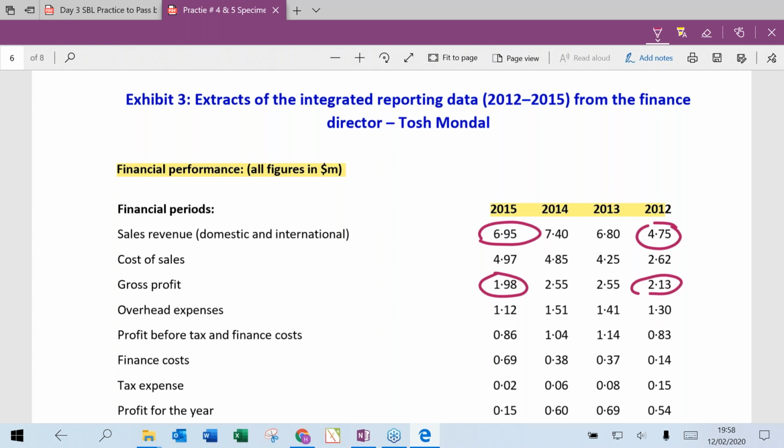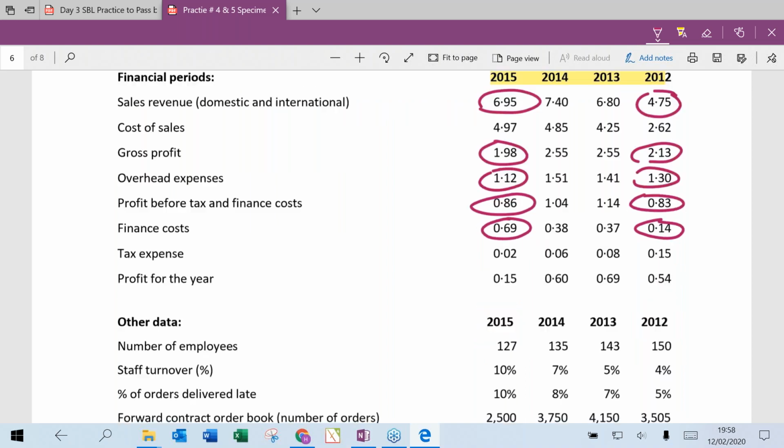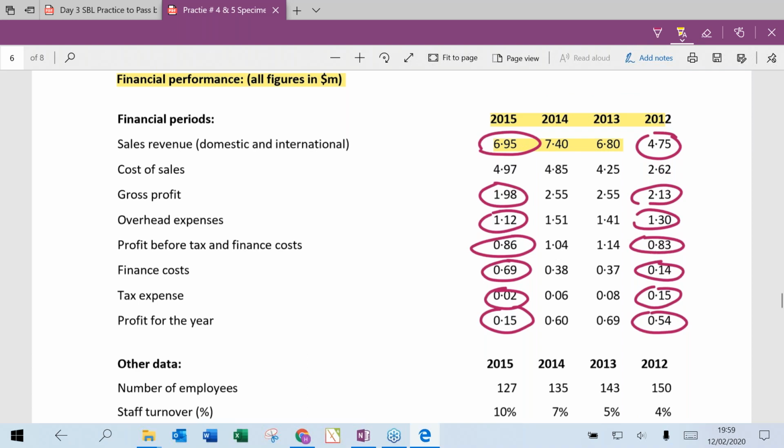Okay, overhead expenses, it's gone down. Okay, profit before tax, it's slightly improved. Finance costs, look at this, significantly gone up. Tax expense gone down, maybe because of profit going down. Profit for the year has significantly gone down. So which ones are the important ones? Revenue we need to talk about, gross profit we need to talk about, finance cost we need to talk about, and profit for the year.